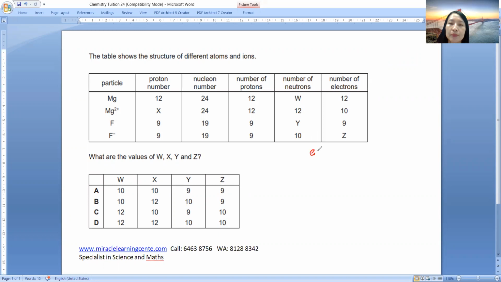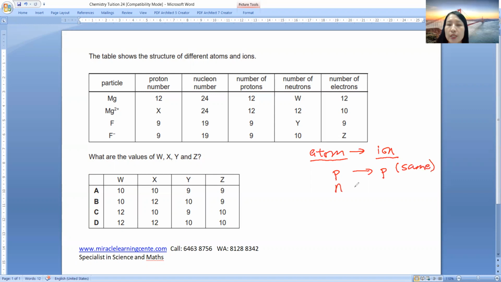When an atom becomes an ion, do you know what changes and what remains the same? Does the proton change when it becomes an ion? Yes, you're correct. It doesn't change, so it's the same.